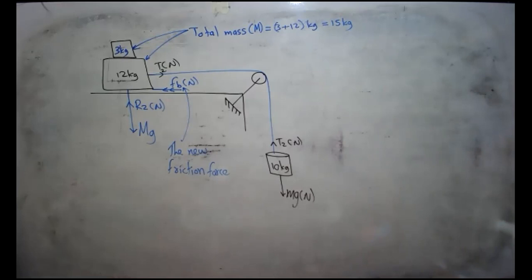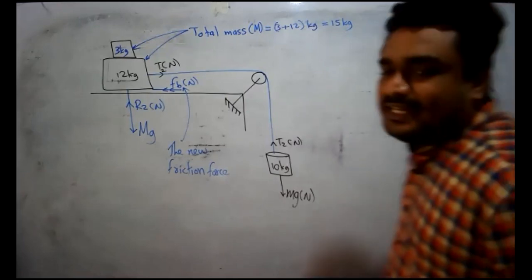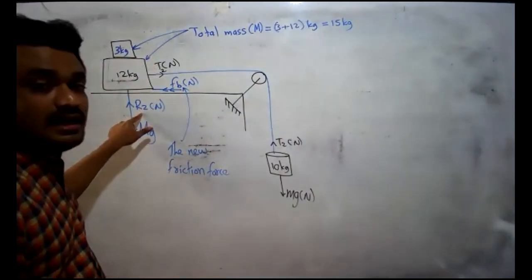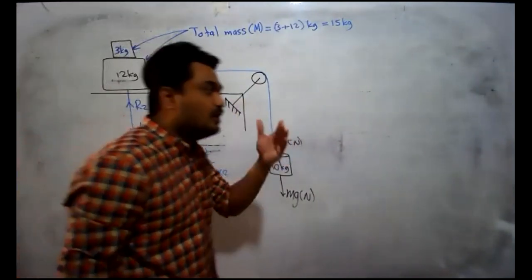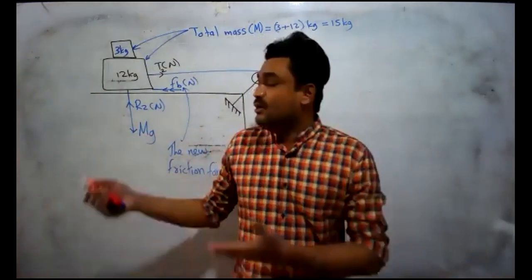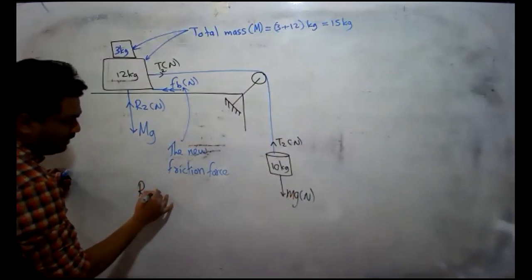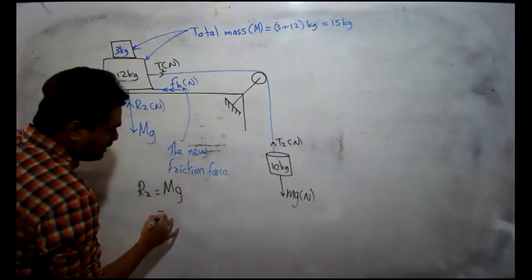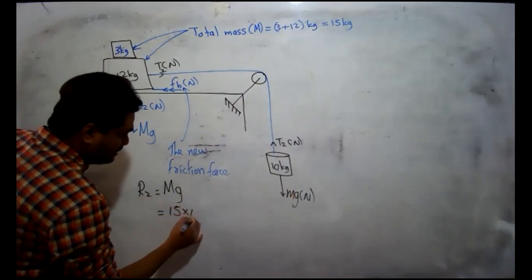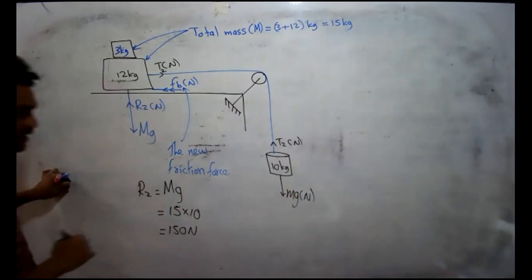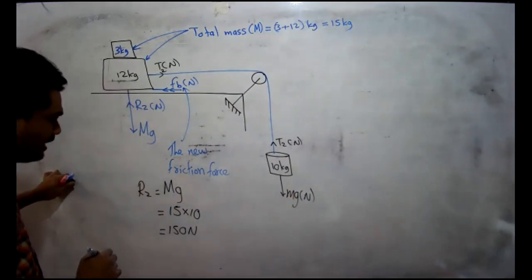Did you write? Yes, sir. Right. But in the examination, we do not write that sentence. In the examination, we don't write that vertical upward force acting on them equals vertical downward force acting on them. We directly write R2 equals capital Mg. So capital M is 15, g is 10. So you will get 150 Newton. Right?